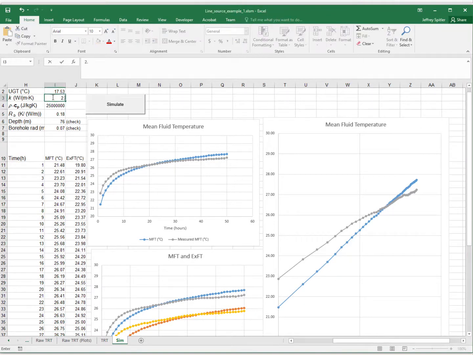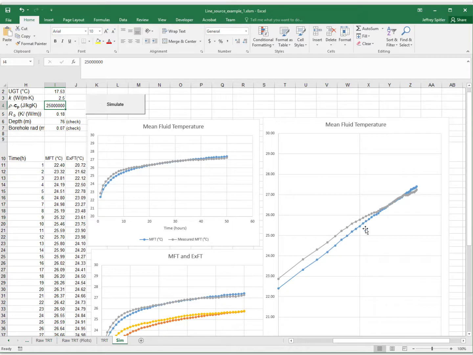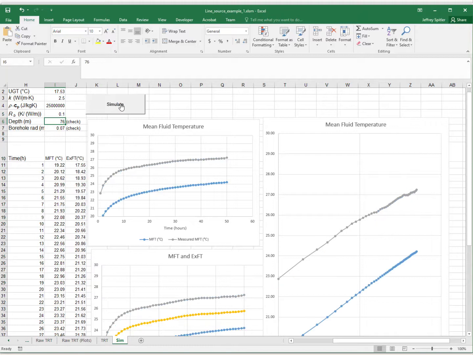So if you go 2.5, you see, oh, it does actually match the slope there pretty well. The other thing we don't know at the beginning is the borehole resistance. If I put it a lot smaller, 0.1, then the temperature wouldn't have risen nearly as much. So the approach I used, knowing that if I got the slope to match approximately, was to refine these guesses by human insight.